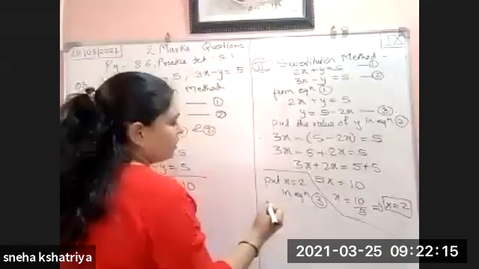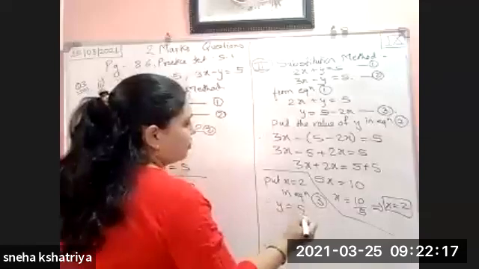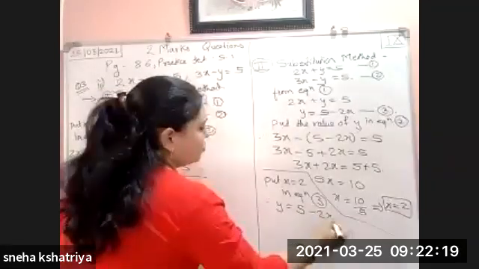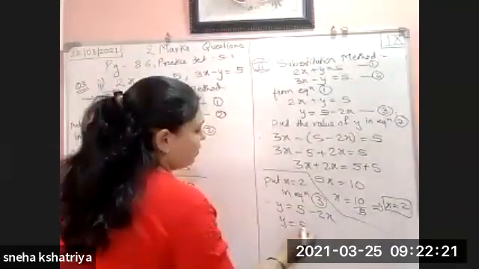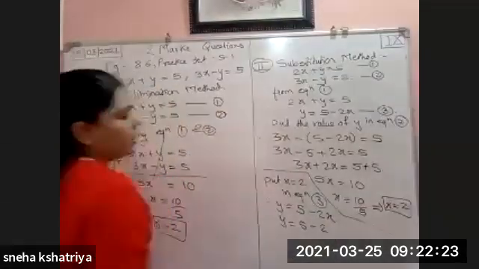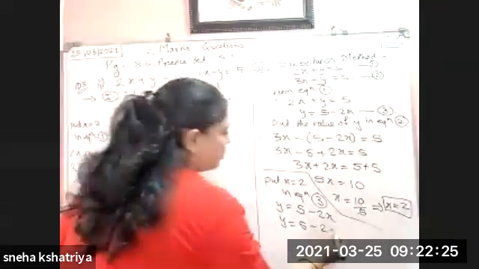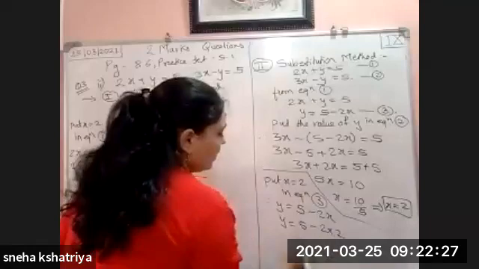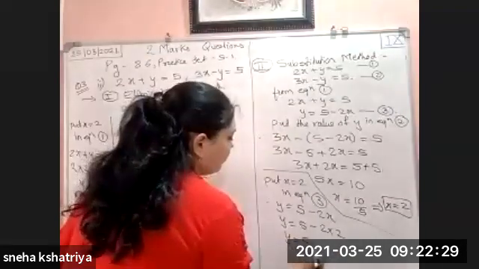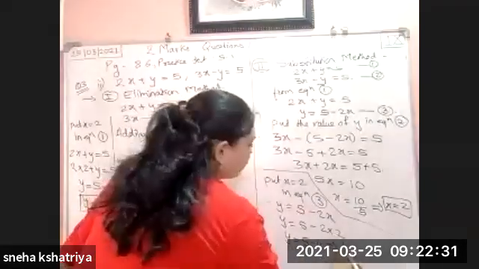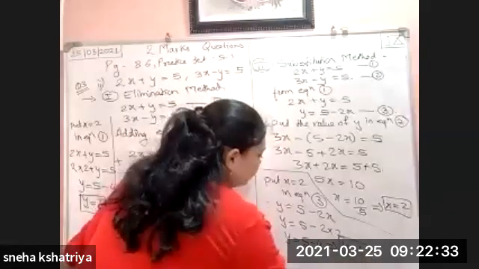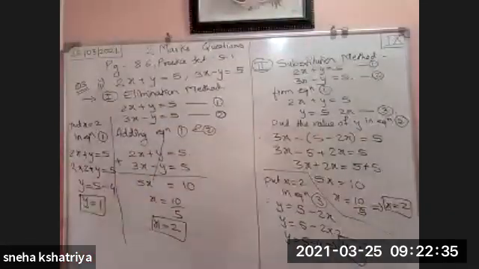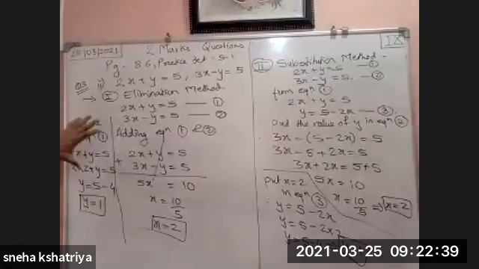So what is equation 3? y is equal to 5 minus 2x. y is equal to 5 minus 2 into x. Value of x is equal to 2. So 2 twos are 4. y is equal to 5 minus 4, which implies y is equal to 1. So see here, on the same board, I have given you the elimination method and the substitution method.